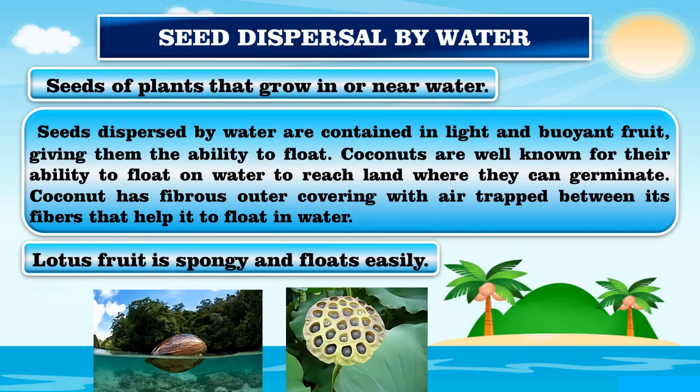Coconuts are well known for their ability to float on water to reach land where they can germinate. Coconut has a fibrous outer covering with air trapped between its fibers that helps it to float in water. In the same way, lotus fruit is spongy and floats easily.